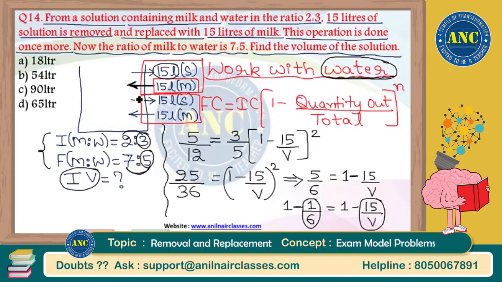Once again, 15 is there. 15 liters of solution is taken outside. That means I don't know whether the solution taken outside is completely milk or completely water, because it's a solution. Solution means a combination of both milk and water. Now I am adding milk inside the vessel. Adding milk means the milk parameter will increase. There is another parameter, which is water. The other parameter should decrease, so water should be decreased. I hope the idea is very, very clear.